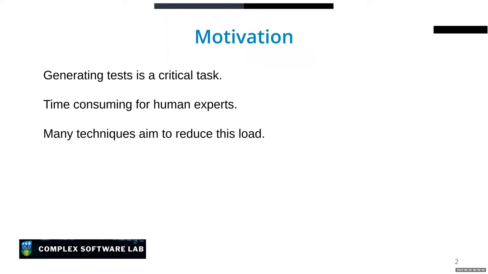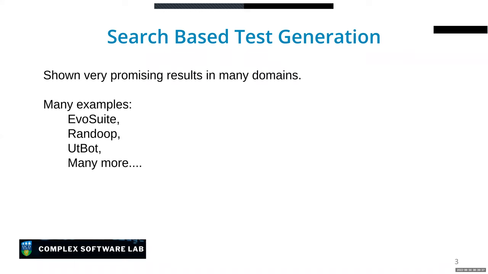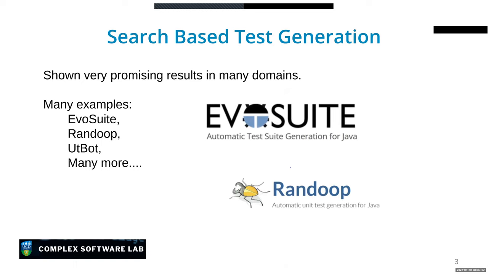Because of this, many techniques have been created to try, maybe not necessarily to completely take away from human testers, but to reduce the amount of stress or work they need to do. One of the most successful of these are search-based techniques, maybe most widely utilized in academia and industry, with the goal of trying to reduce the amount of time and the amount of mistakes that the human expert would make. These have been widely adopted in lots of domains, and there are lots of open source, powerful test generation tools available, with EvoSuite and Randoop probably being the two best known, which generate either whole test suites or just individual unit tests for Java.